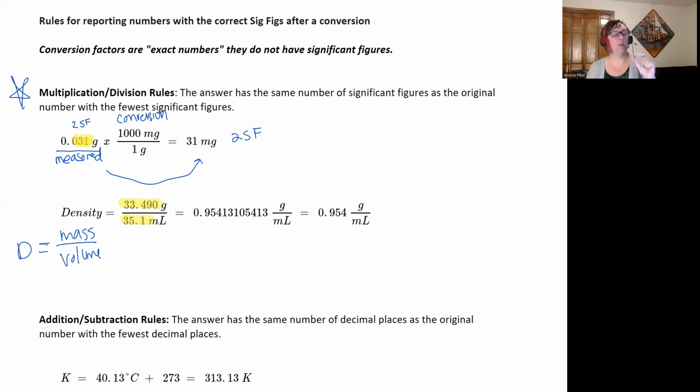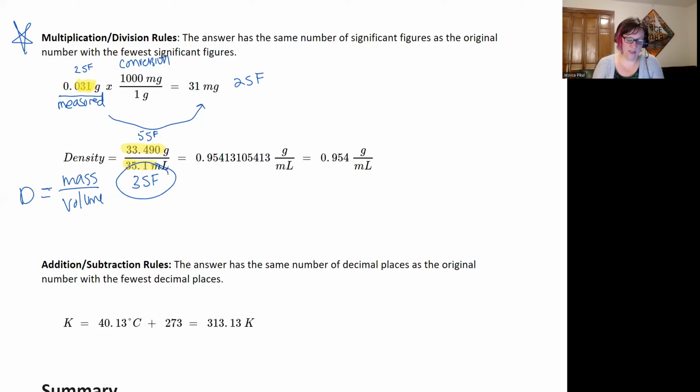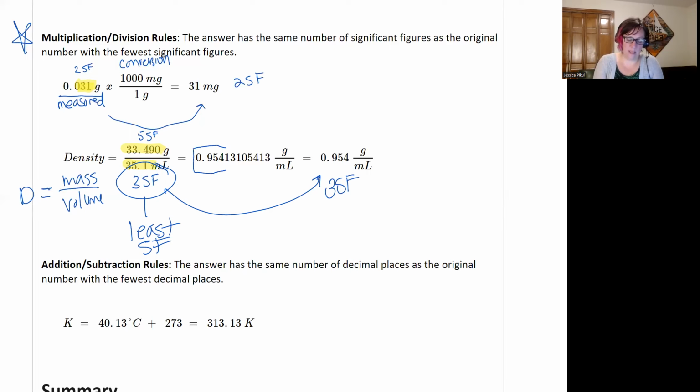I need to figure out how many to actually report to keep the important information about how these values are measured. So looking at the mass, I have 1, 2, 3, 4, 5 significant figures. And looking at the volume that was measured, I have 3 significant figures. So these 3 significant figures are our least when we compare the measured volume to the measured mass. 5 significant figures is more than 3 significant figures. So I'm going to report my number to 3 significant figures. Of that big long thing that came out of my calculator, it's really the 0.954 that is significant. So I'll just report 0.954 grams per milliliter. That's the calculated density.